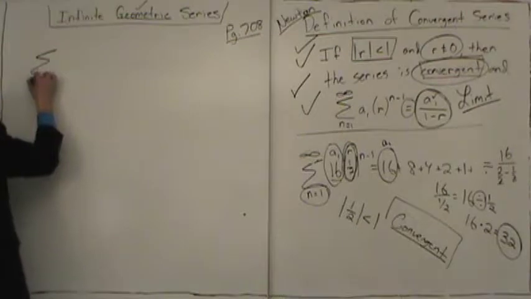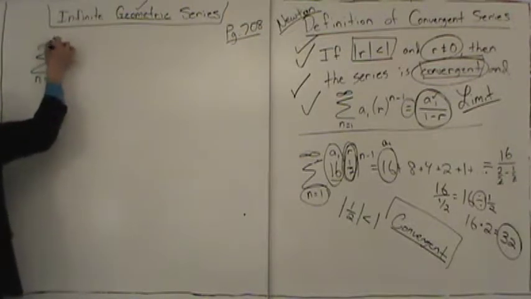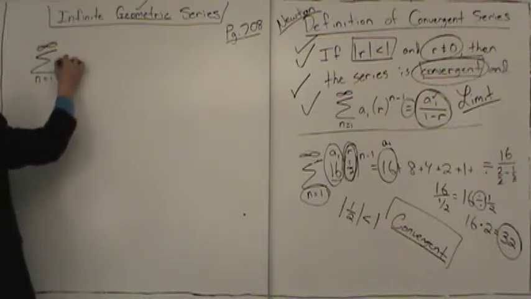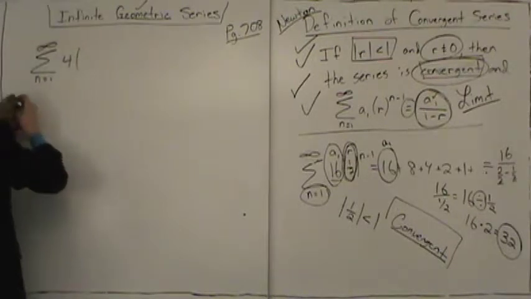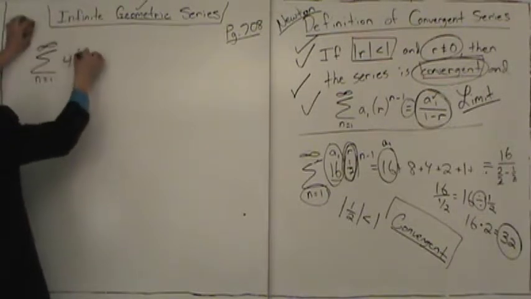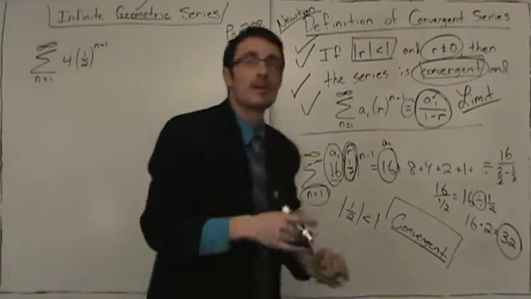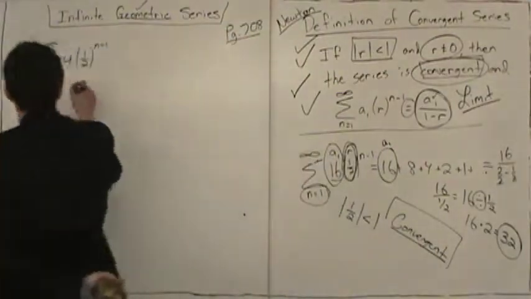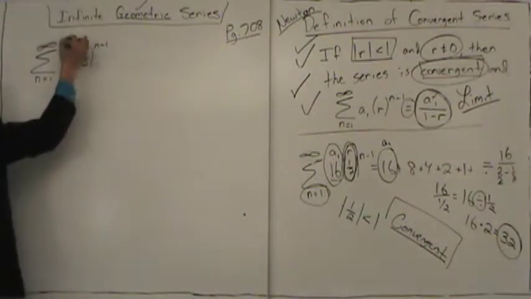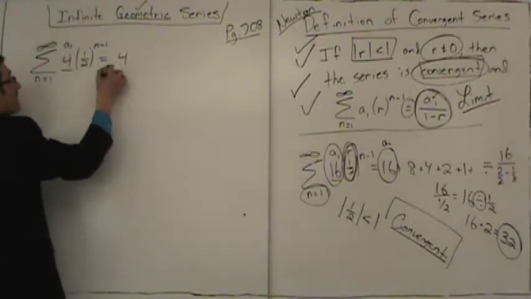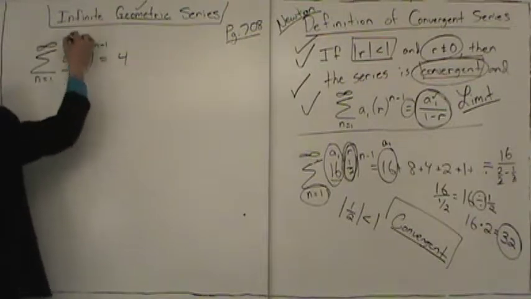Sigma, n equals 1 to infinity. What does infinity mean? Infinity means we're adding forever. 1 to infinity of 4 times 1/2 to the n minus 1. Again, we have to find our first value. We underline the 4. What is 4? 4 is a sub 1. That's our first value, so we have what? 4. And what's our r value? R value is what? 1/2.